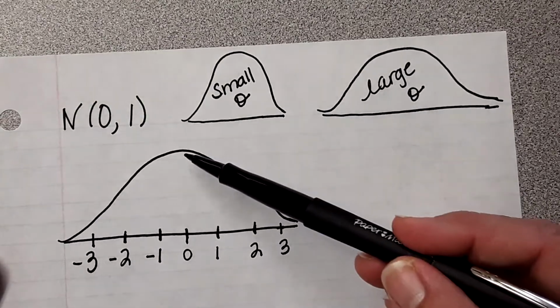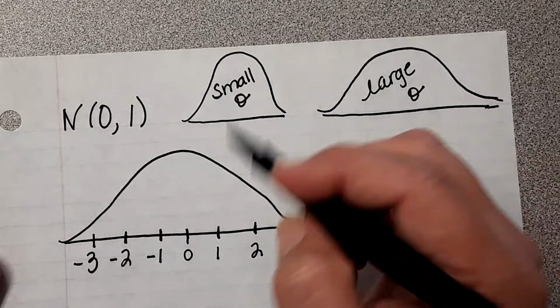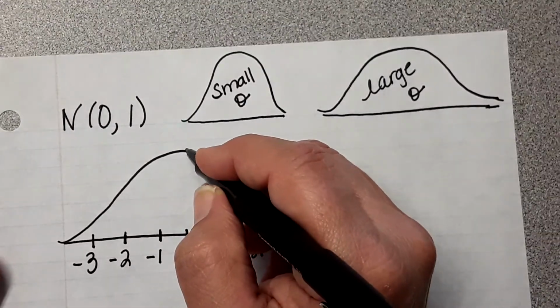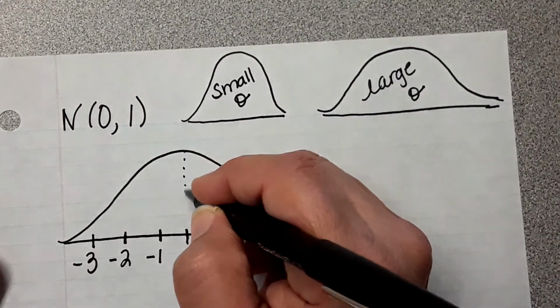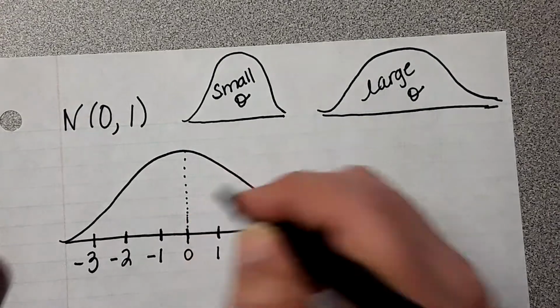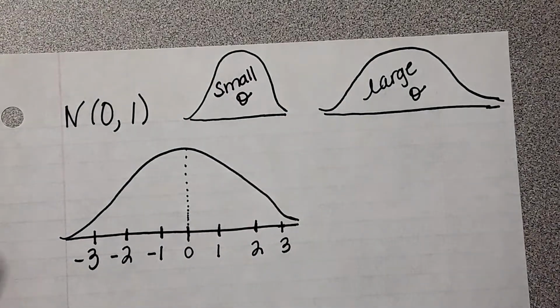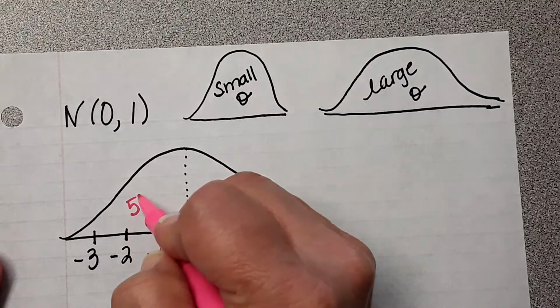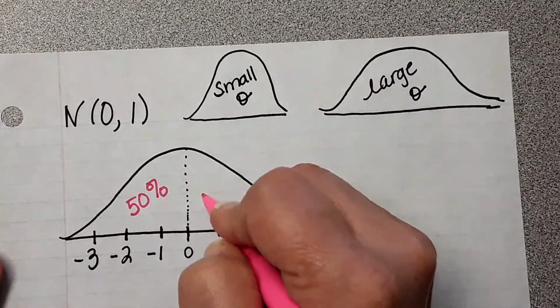So at 0, we'll do a basic one. We'll do the most basic one, okay? How much data lies below 0? We just talked about this. This is 50. This is 50.